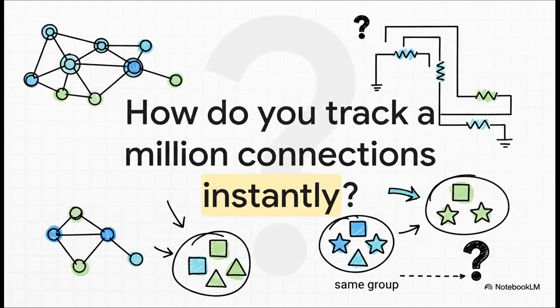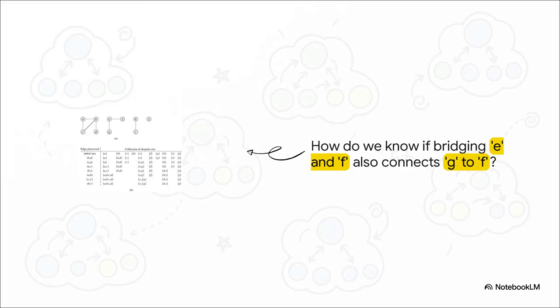Okay, picture this. You're in charge of a massive network. Could be anything, a social network, a computer grid, maybe even a complex circuit board. You've got a million different things, and you constantly need to group them together and then check: hey, are these two things in the same group? How on earth do you do that? Like right now, instantly.